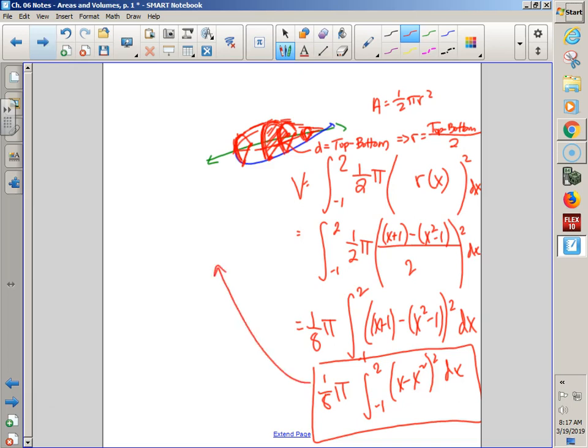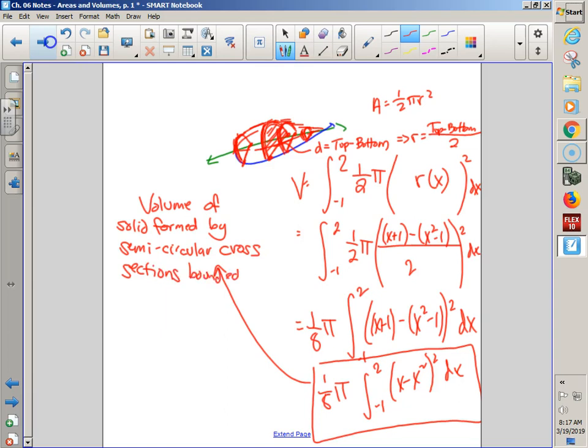the integral expression representing the volume of the solid formed by semicircular, because we didn't actually have a problem for this, so semicircular cross sections bounded by y equals x plus 1 and y equals x squared minus 1.